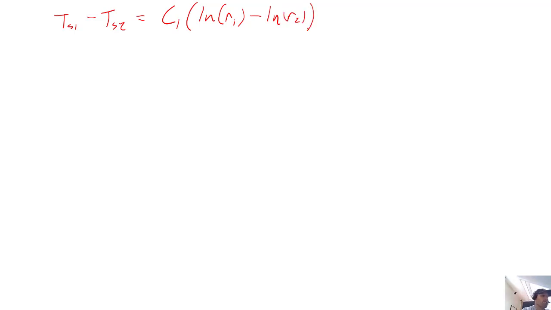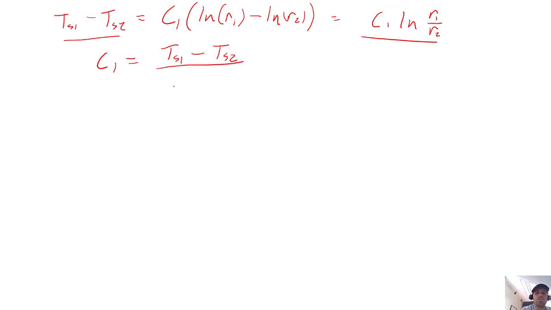And there is another property of natural logs that tells us that the natural log of R1 minus the natural log of R2 is equal to the natural log of R1 divided by R2. So our equation takes on this form. So if we solve this part for C1, we get that C1 is equal to TS1 minus TS2 over the natural log of R1 over R2.